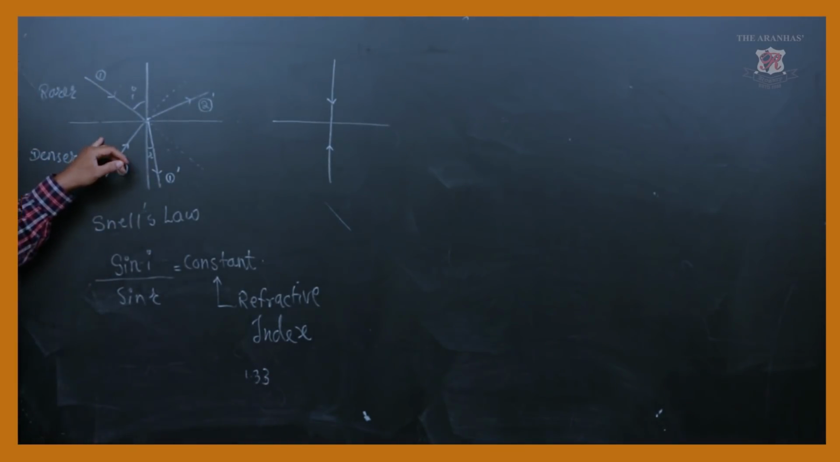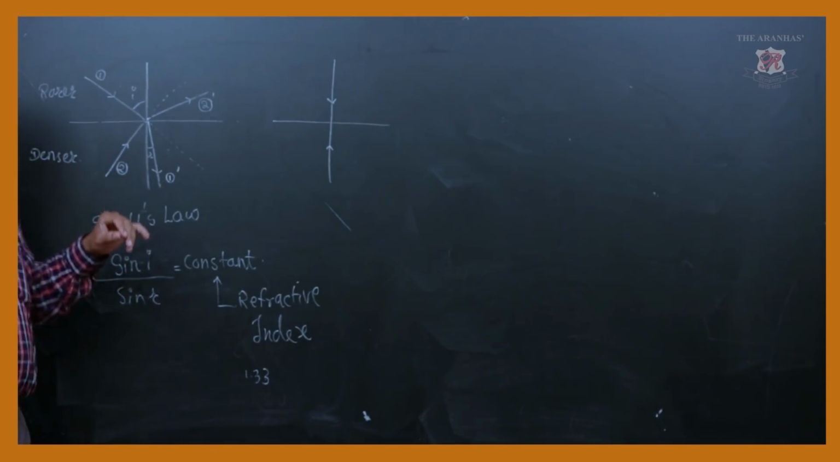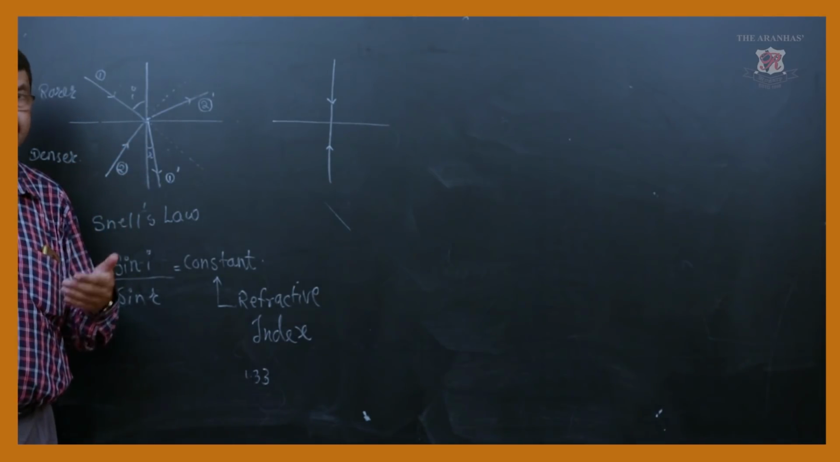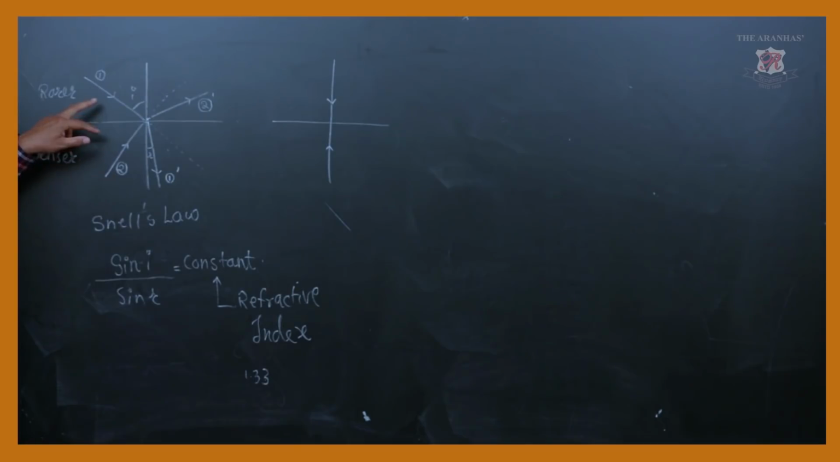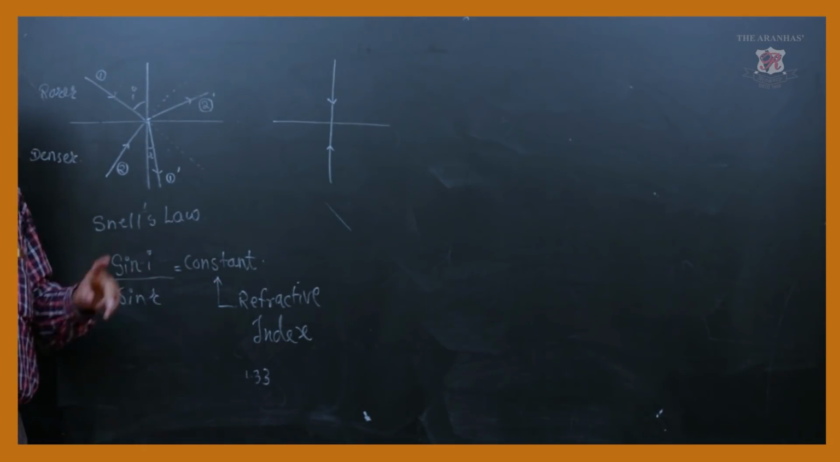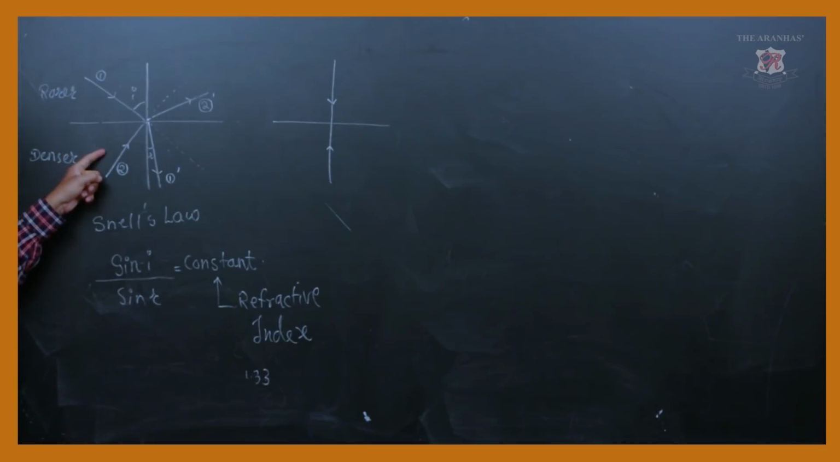If you change water to glass, then the ratio becomes 1.532. If you replace the glass by diamond, the ratio becomes 2.42, etc. If you change one of the media, even then the ratio of sine of angle of incidence to sine of angle of refraction changes. For a given pair only it is constant.